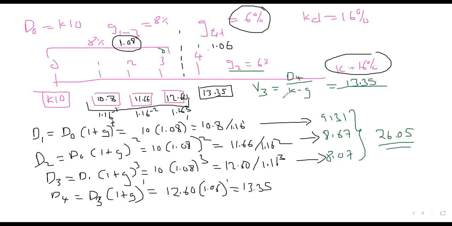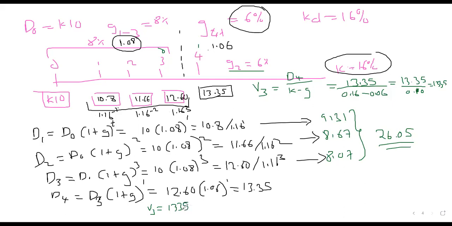The market rate K is 16%, 0.16. The new growth rate is 6%, so 0.06. So here we just divide 13.35 by 10%, 0.10. So you're going to have 133.5. This is the value of stock as of year 3. So the value of stock as of year 3 is 133.5.